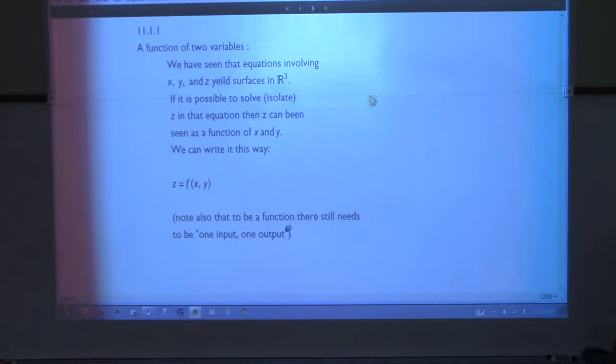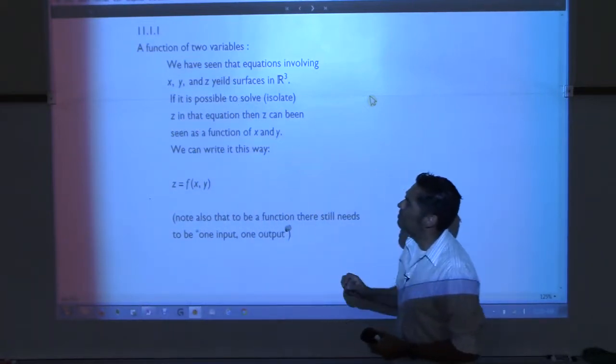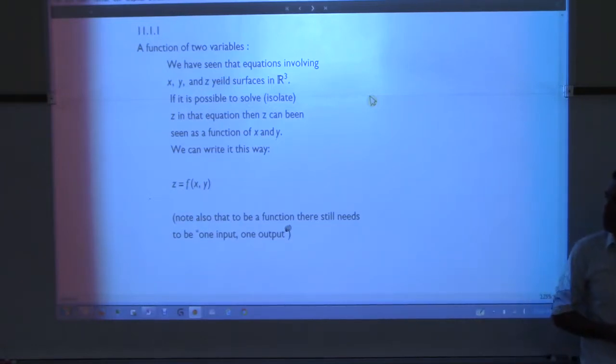So a function of two variables. We have seen that equations involving x, y, and z give us surfaces, right? We did that in section 10.7, I believe, or 10.6, where we had spheres and hyperboloids and ellipsoids. Anytime we had three variables in an equation, it gave us a surface. If it is possible, and this is a big if, to solve or isolate z in that equation, then z can be seen as a function of both x and y. And we can write it this way.